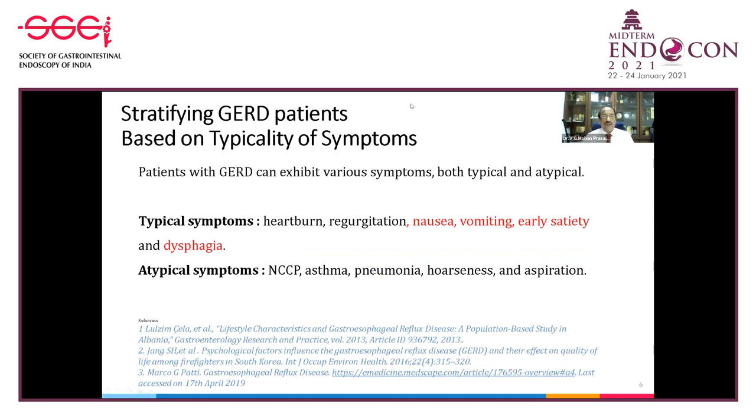So based on the typicality of symptoms also, you can classify them into typical symptoms and atypical symptoms. Typical symptoms could be heartburn, regurgitation, nausea, vomiting, early satiety, and dysphagia. But atypical symptoms could be non-cardiac chest pain and asthma, pneumonia, hoarseness of voice, and aspiration.